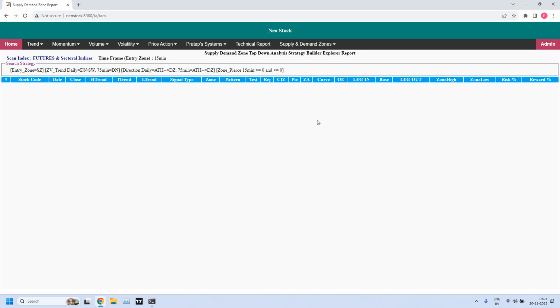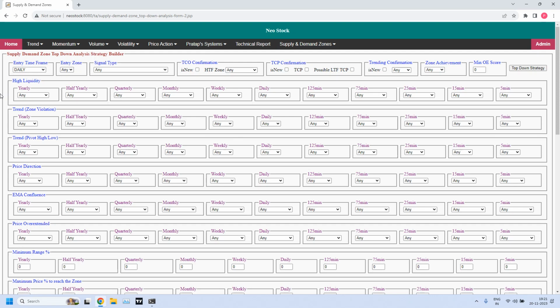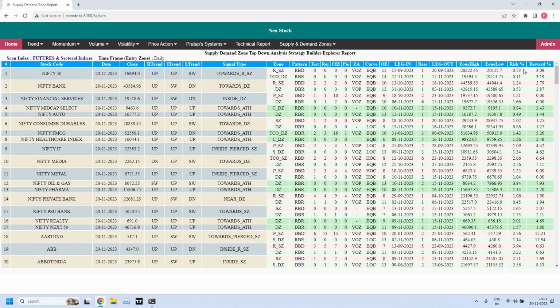And finally, before closing, we will generate demand and supply zones for all the stocks for the daily time frame. So let us generate demand and supply zones for all the stocks for the daily time frame. Entry time frame is daily. So this is the complete list of the stocks. I will keep on scrolling this list down. Whichever stock you want to refer to, please pause the video and then you can study the parameters.